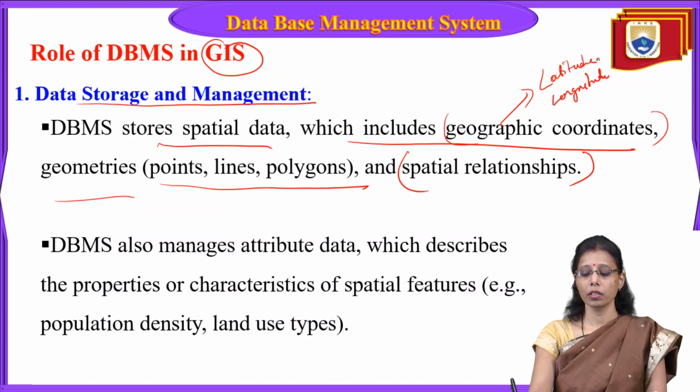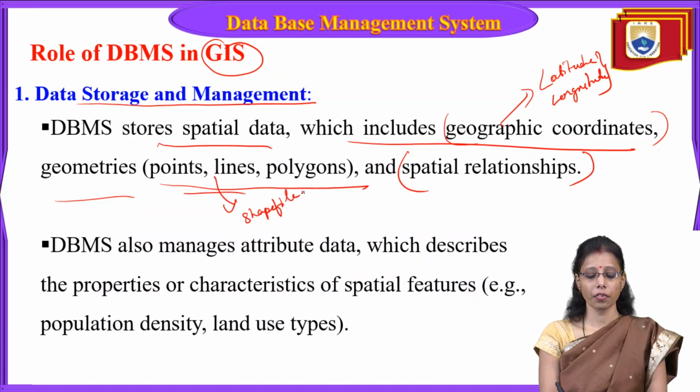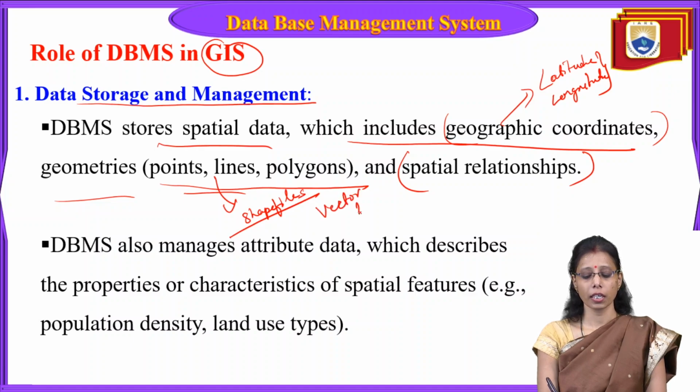The coordinates which we assign to a map all come under the geographic coordinates, and then the geometries, like points, lines and polygons. So what are these things? If you remember, we have discussed this a lot of times in the previous lectures. These are all shapefiles, and they are also known as vector data.